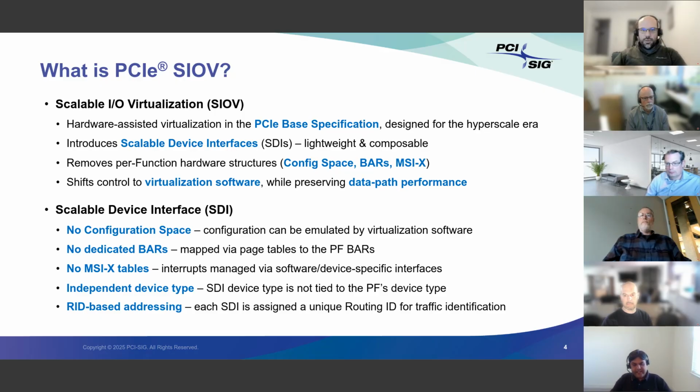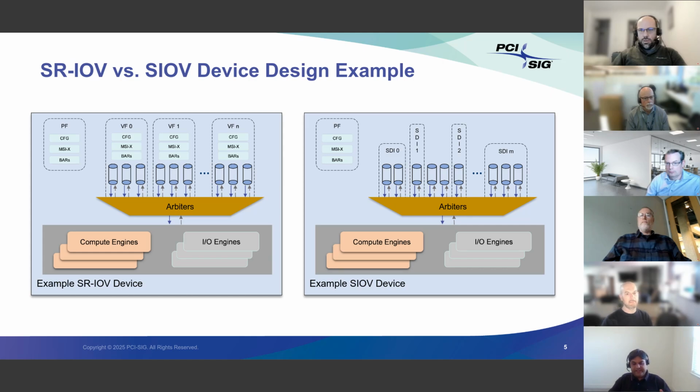Now let's look at an example of a device and see how SR-IOV differs. On the left side, we have a picture of an SR-IOV device, which has a set of compute engines and IO engines, and a set of virtual functions exposed by this device. So I have VF0 to VFN. Each of those VFs has a config space in the hardware. There are MSI-X tables for the VFs. There are BARs for the VFs. And there's an arbiter which allows you to share the physical hardware, like engines or DMA engines, within the device. On the right is an SIOV device where we don't implement those for SDI.